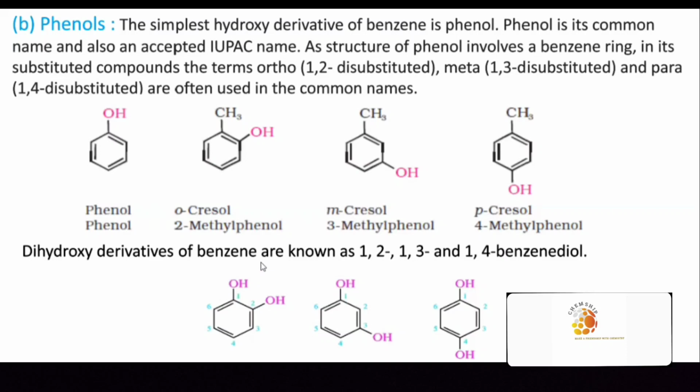Dihydroxy derivatives of benzene are given here. The common names and applications of these 3 molecules are very, very important. Note these 3 as important. This is catechol, that means 1,2-dihydroxybenzene is called catechol. This is resorcinol, that means 1,3-dihydroxybenzene. 1,4-benzenediol is called hydroquinone. These 3 common names are very, very important and frequently asked in the exam, so mark these three as important.